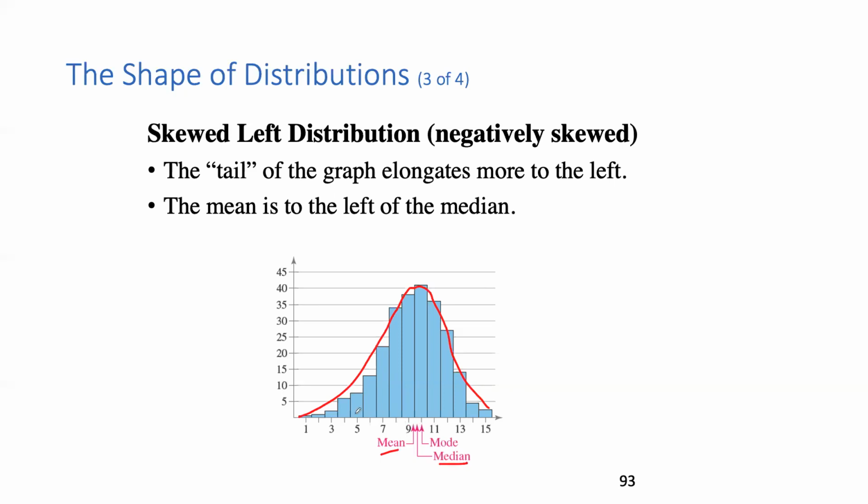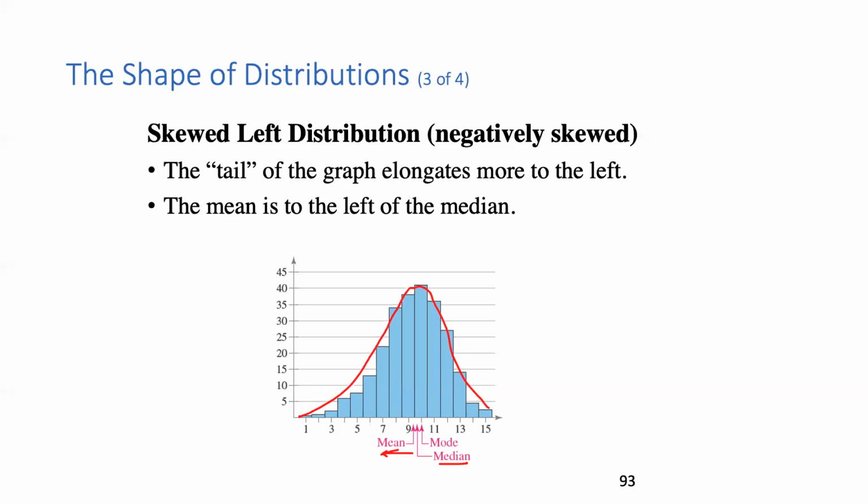The mean is to the left of the median because why is that the case? Because there are more outliers in the left tail of this distribution, which means that the mean is pulled towards those outliers and the mean is less than the median, right? So if the mean is less than the median, then we know that the distribution is what we call a negatively skewed distribution or a skewed left distribution.